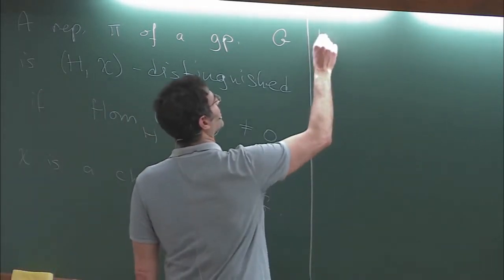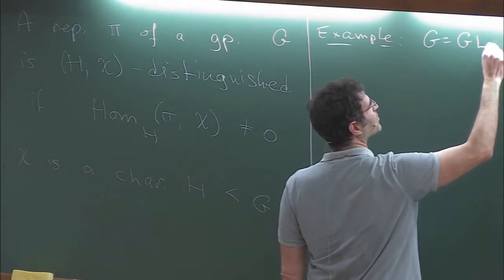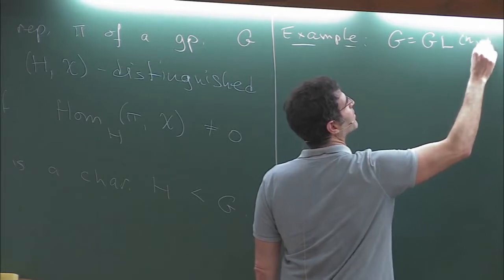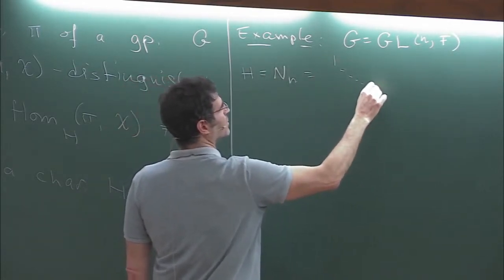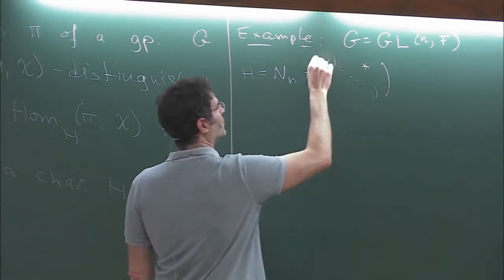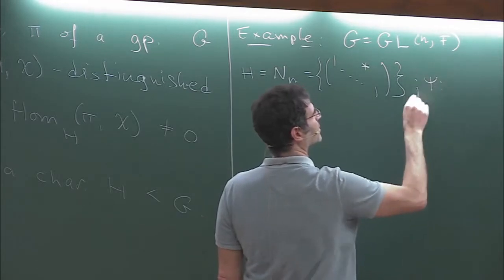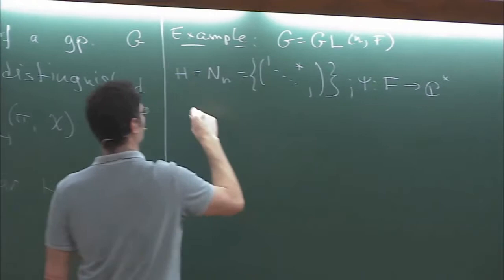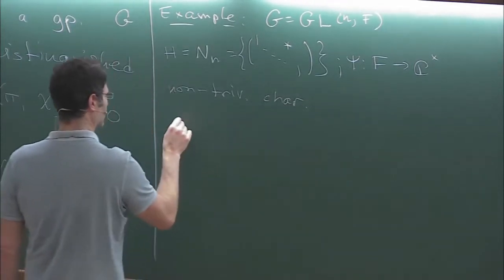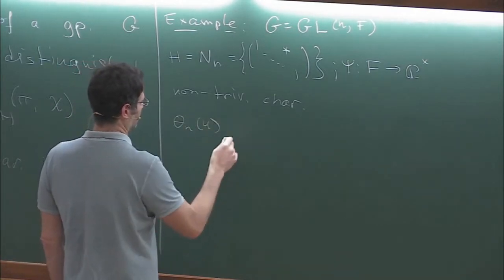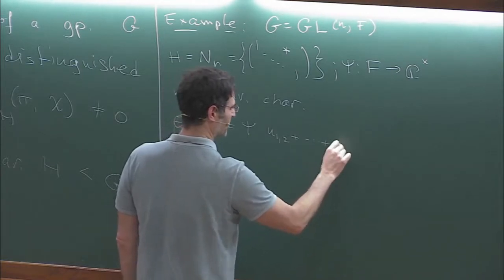So, for example, if G is GLN, say, over a field, and our subgroup H, I'll denote it by N. N is the upper triangular unipotent subgroup in G, and we choose any non-trivial character of the additive group, then we can define the standard non-degenerate character of the unipotent group, psi of the sum of elements above the main diagonal.